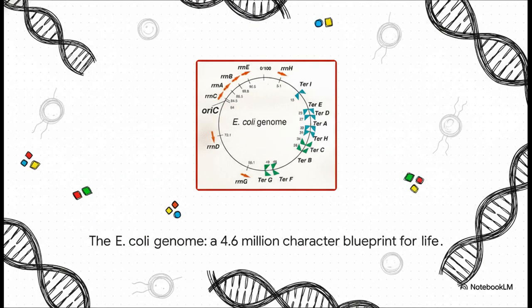This is it. You're looking at the entire genetic instruction manual for an E. coli bacterium. It's just one single circular chromosome, but it's packed with 4.6 million base pairs of DNA. I mean, think about that for a second. If you were to type all of that out, you'd have a book thousands of pages long. And every single one of those letters is absolutely crucial for this little organism to survive.